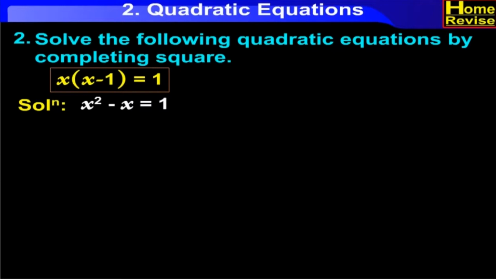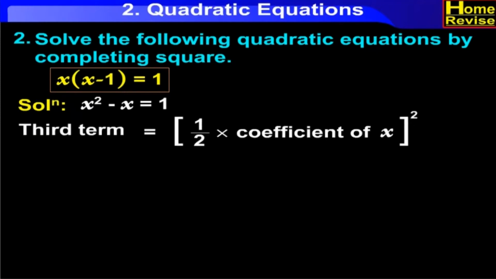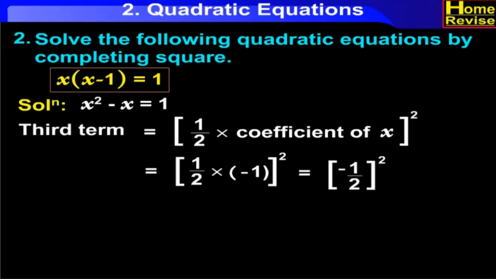Now, we will make the LHS a perfect square by using third term is equal to half into coefficient of x whole bracket square, which is equal to half into minus 1 whole bracket square, which is equal to minus 1 upon 2 whole square, which is equal to 1 upon 4.